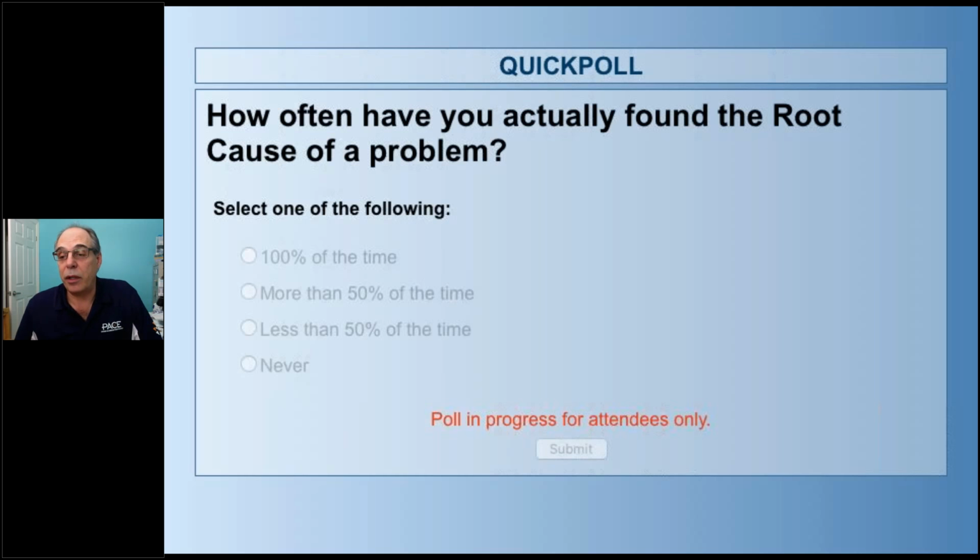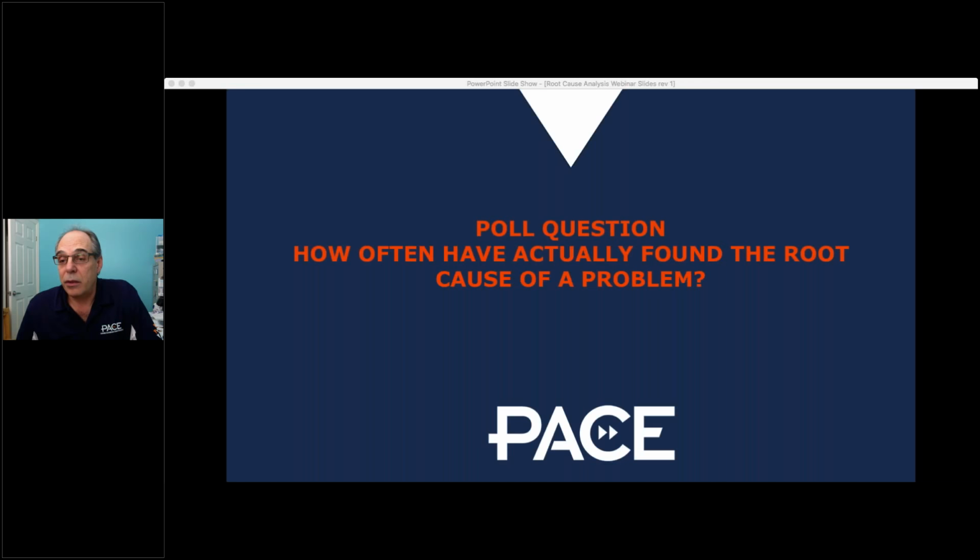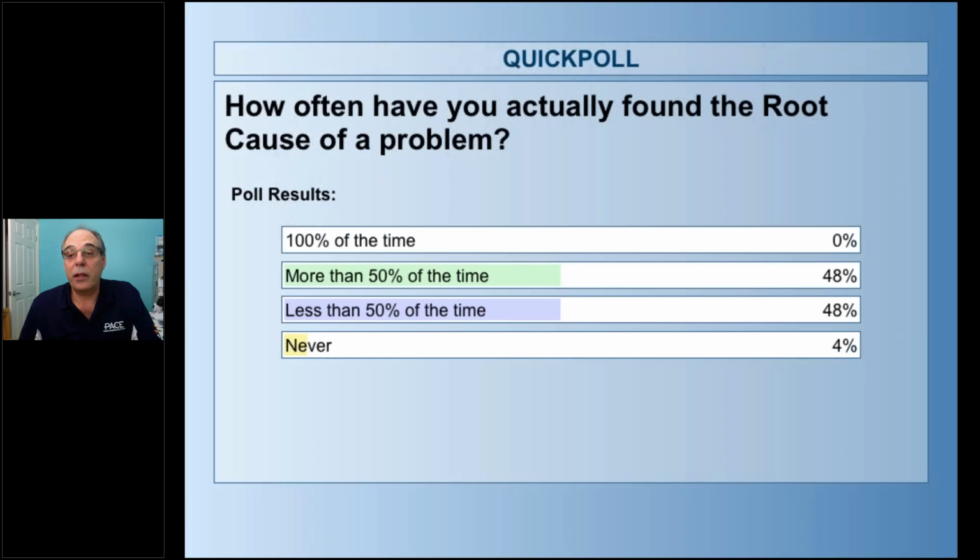All right, we're going to close the poll here. Most of you have answered. Let's see what the results are like. Here they go. Obviously, I didn't think anybody would have caught the root cause of a problem 100% of the time. Only 4 of you said never. That's good to hear. But I notice half of you have said you found the root cause more than 50% of the time, but a full half of you have said it's less than 50% of the time. And that's typical of what we see.